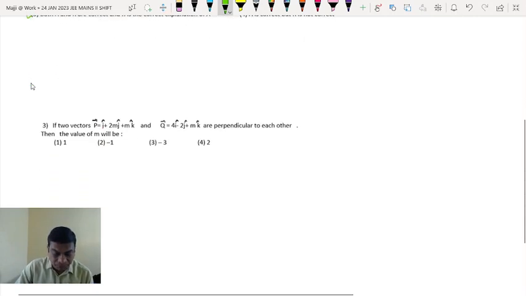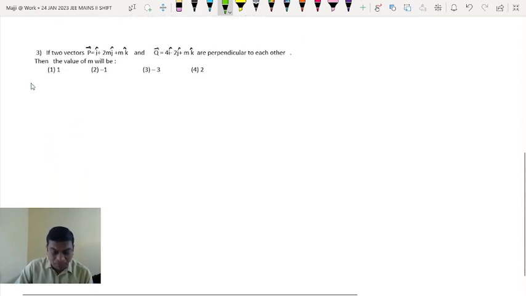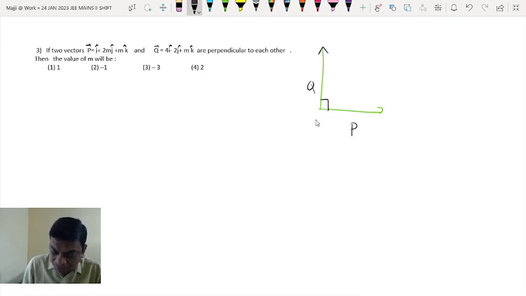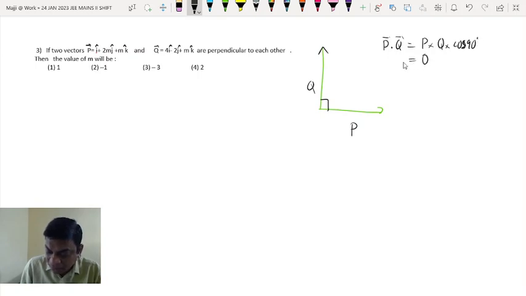Okay. Then moving to the third problem. If two vectors P and Q are perpendicular to each other, then the value of m. So it's very simple. We'll be applying the condition of perpendicularity between two vectors. If two vectors are at right angles, then their dot product must be 0, because as per the formula, the dot product has cos of 90 degrees in the product, and cos 90 degrees being 0, it is so.